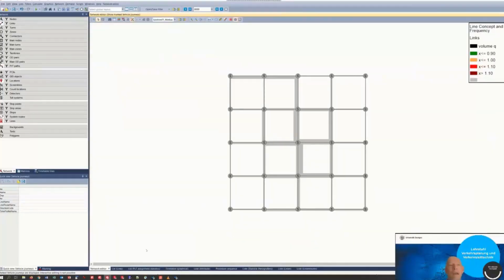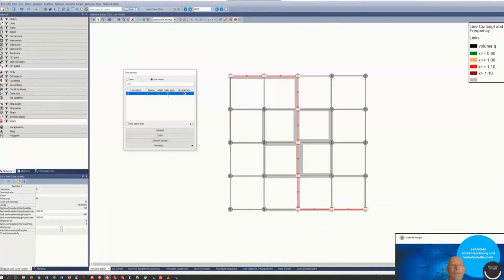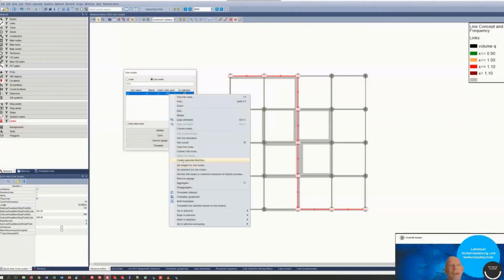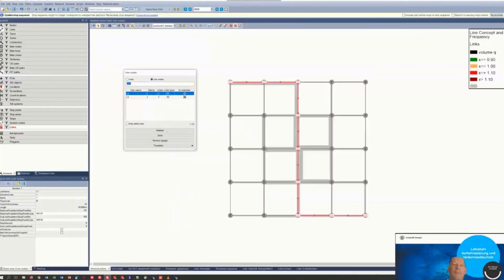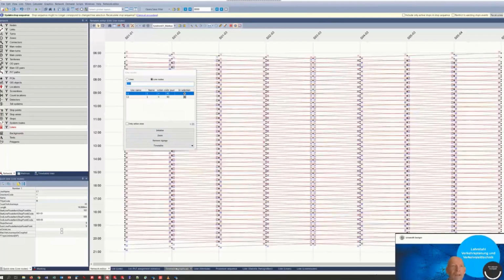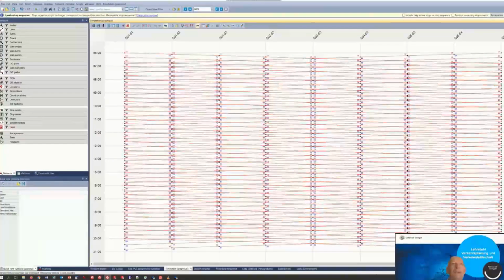Now, I go back to my line route. You already see here, it now has 43 service runs. To make it simple, I'm just creating the opposite direction by copying it, including the vehicle journeys. So now I created my first line. I can look at the timetable, and you now see, maybe I'll zoom it out a little bit.